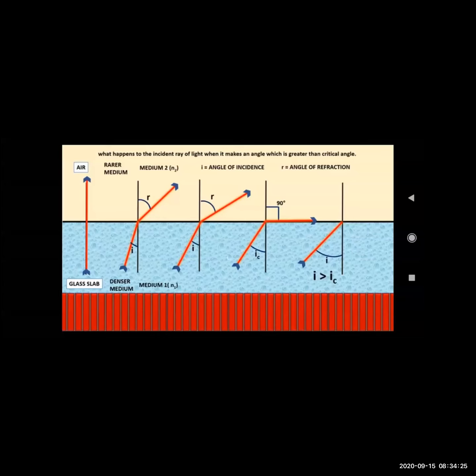So if the angle of incidence is 43 degree or 44 degree, what happens? Let's see what happens. See now. The refracted ray enters the same denser medium. The refracted ray enters in the same glass slab. The refracted ray is totally not refracted. Instead of refracting, it gets reflected.